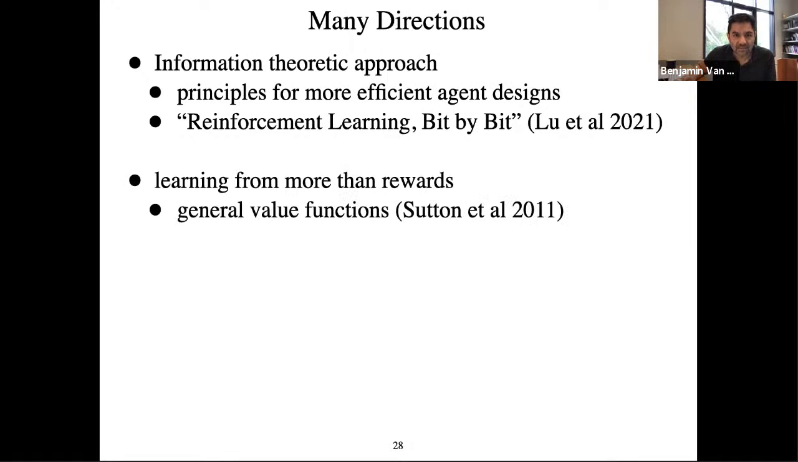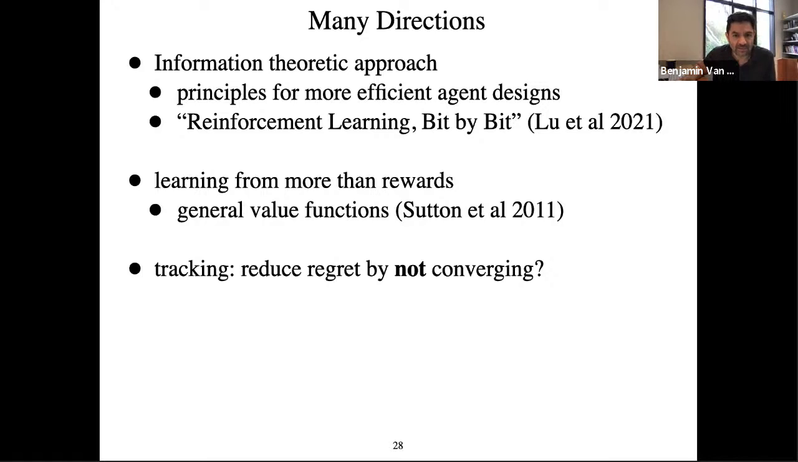The agent we described learns from rewards. However, observations in a real environment can present much more information, and to design a data efficient agent, it's really important to learn from more than rewards. One approach to doing this involves learning general value functions, which predict statistics of future observations other than rewards. And I think there's a lot of promise in that direction.